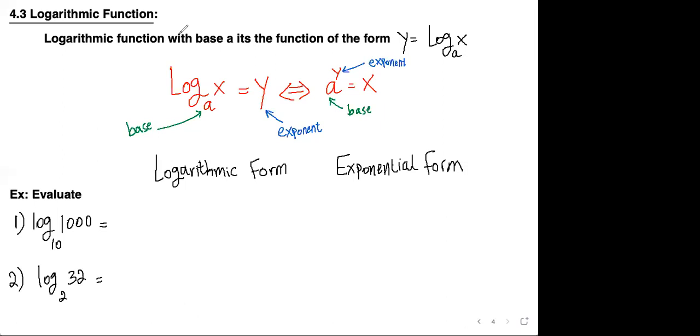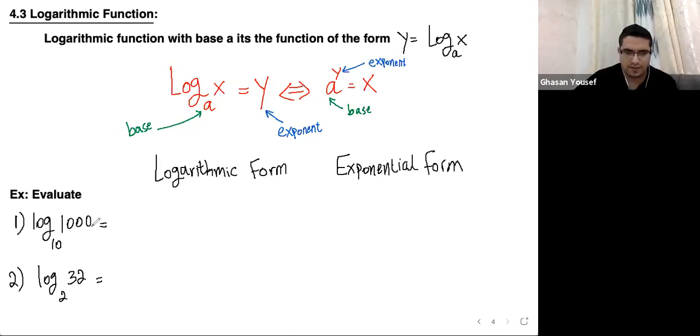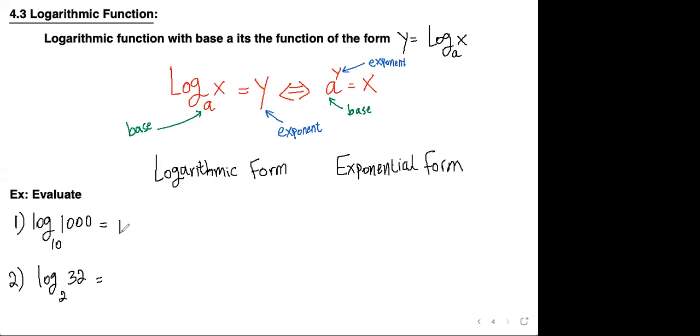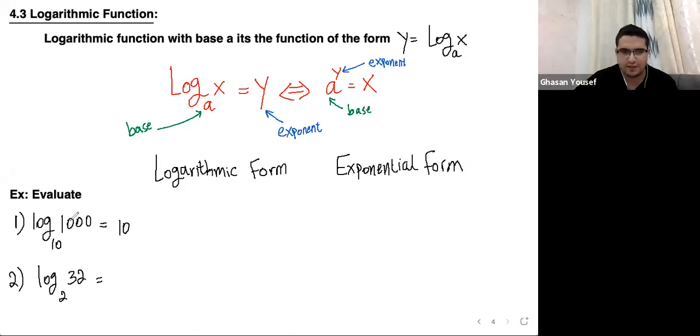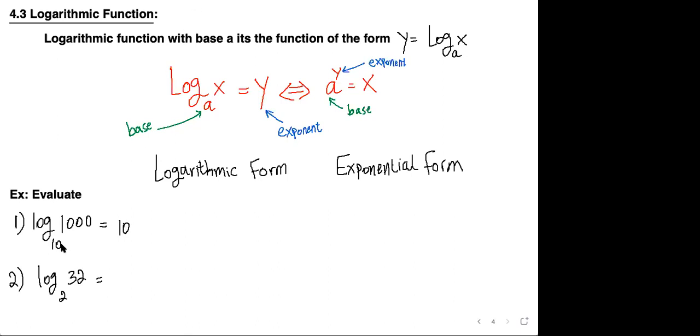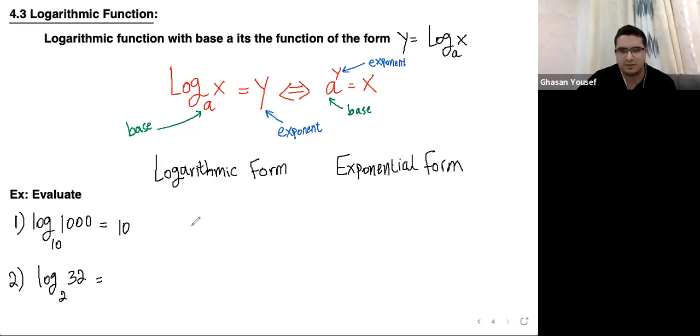Who will do the first one? Yes, go ahead. Okay, so the first one will be 10. This is the base a, 10, and then 10 to the power 10 will give me 1000. Is it correct? 10 to the power 10 will give me 1000.